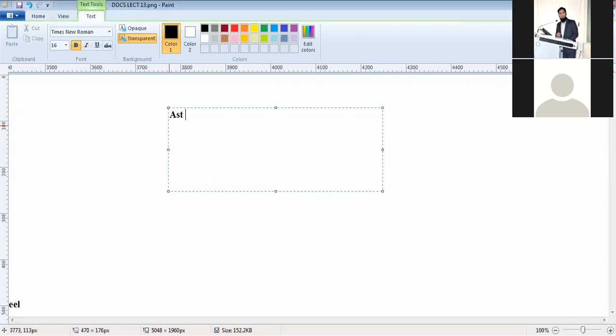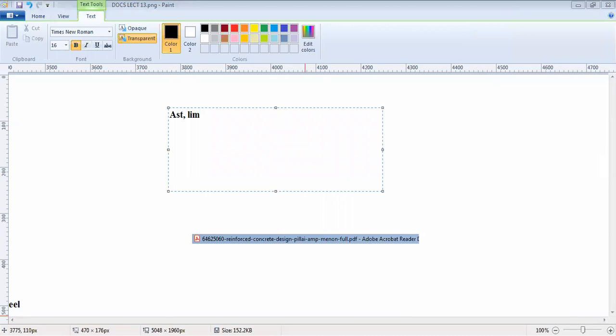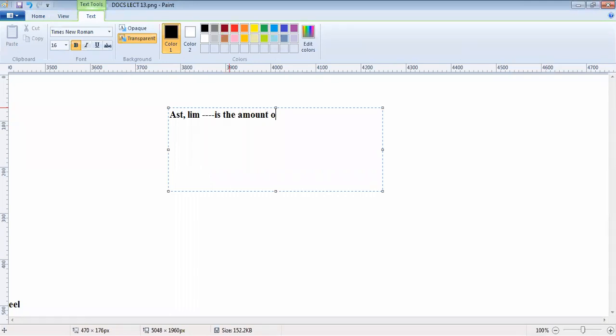AST, or AST limiting? What is the value of AST limiting? Now, what is AST limiting? AST limiting is, you can say, the amount of steel required for a section with MU limiting, which can take MU limiting moments. A section which can take moments which are equal to MU limiting.